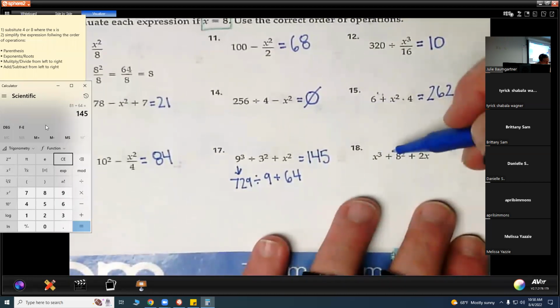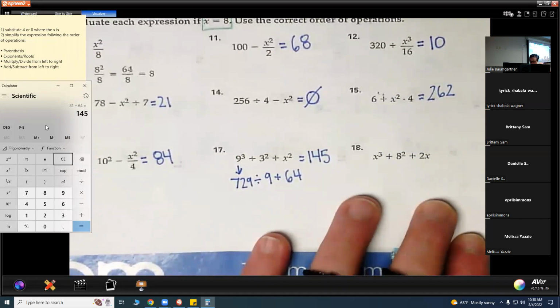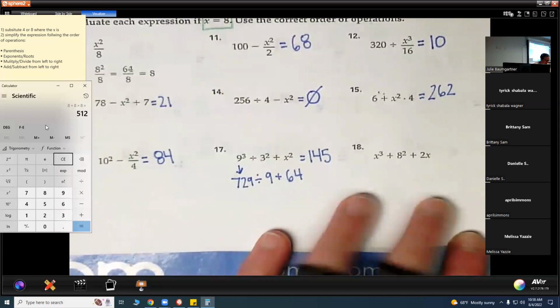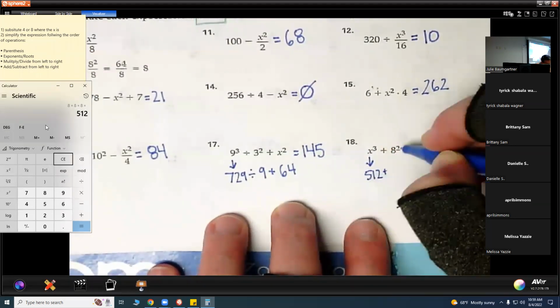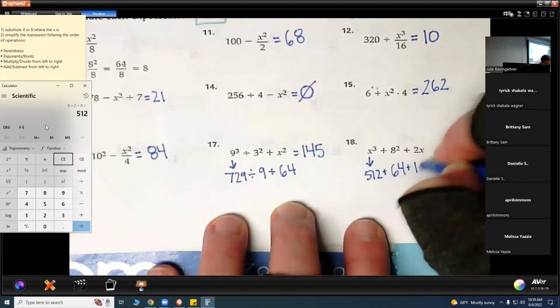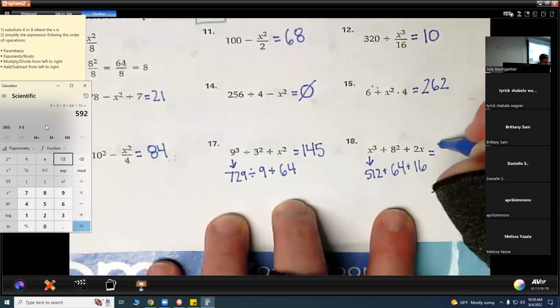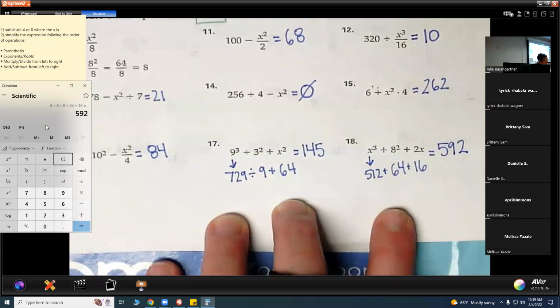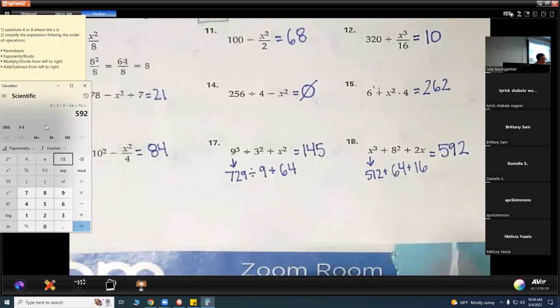All right, and then why do I keep forgetting what 8 cubed is? Is it 256? No, it's 128 or 512. Okay, I don't know. 512 plus 64 plus 16. You guys get 592 for 18? Yes? Maybe?